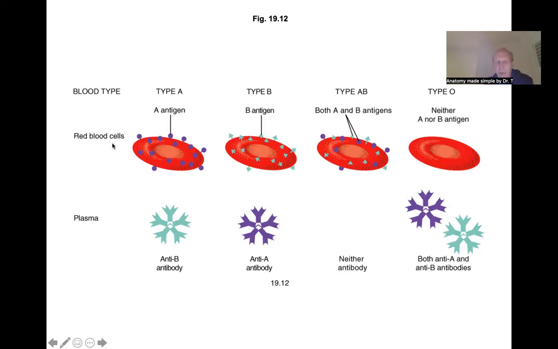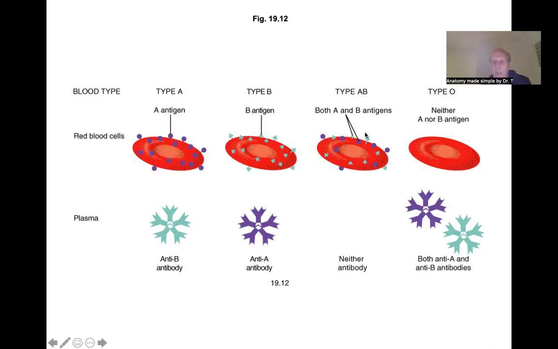On the presence of their erythrocytes, the presence or absence of different antigens determines what kind of blood type a person is. Obviously, to be blood type A, all the red blood cells of that person will have antigen A exposed on their surface. For people who are blood type B, of course, they would have a different antigen, and that's going to be the antigen B exposed on the surface of all red blood cells.